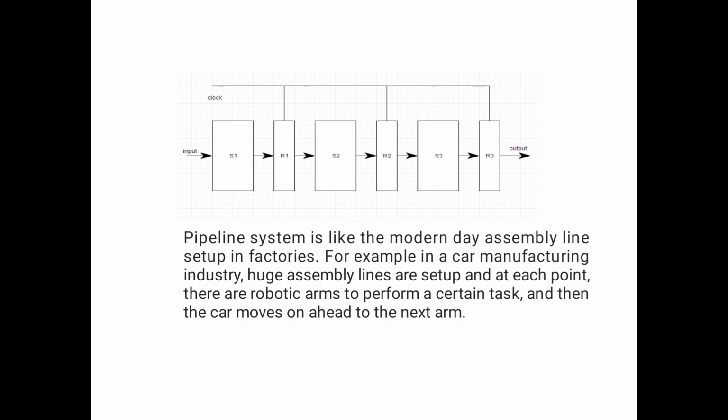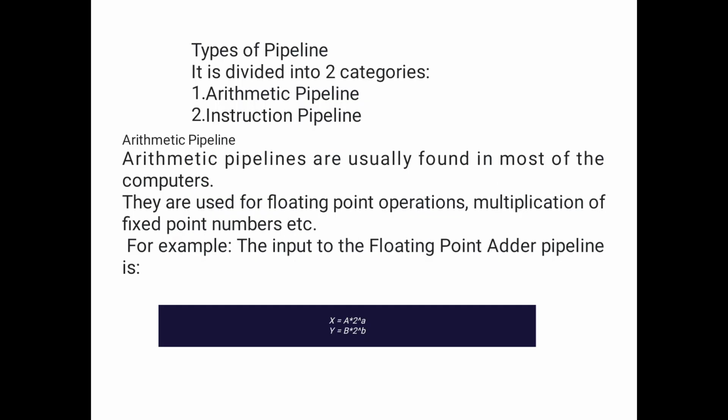A pipeline system is like a modern-day assembly line set up in factories. For example, in the car manufacturing industry, huge assembly lines are set up, and at each point there is a robotic arm to perform certain tasks, and the car moves ahead to the next arm. So pipelines are divided into two categories: arithmetic pipeline and instruction pipeline.